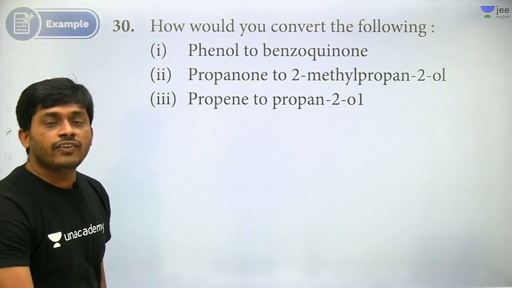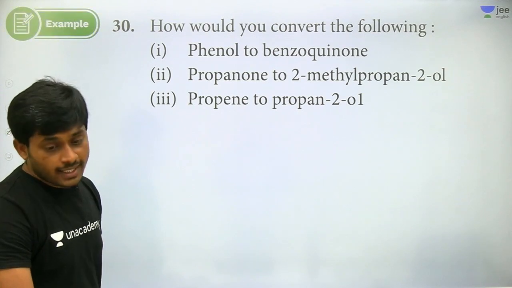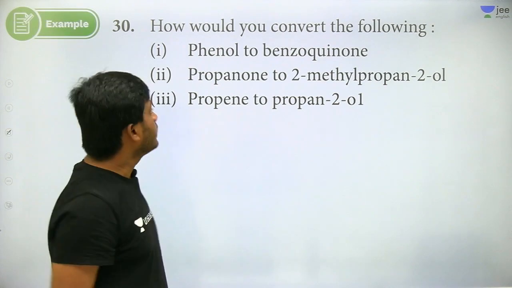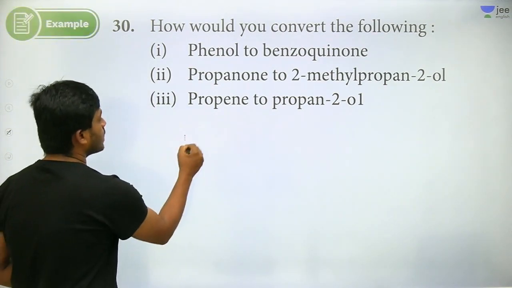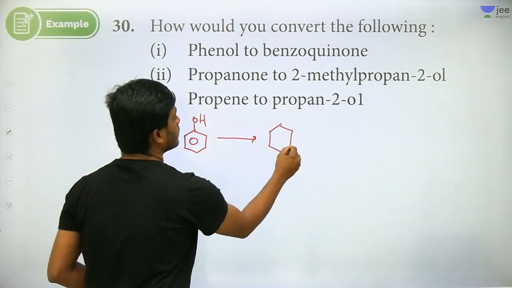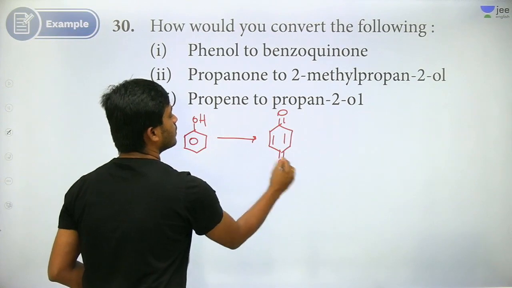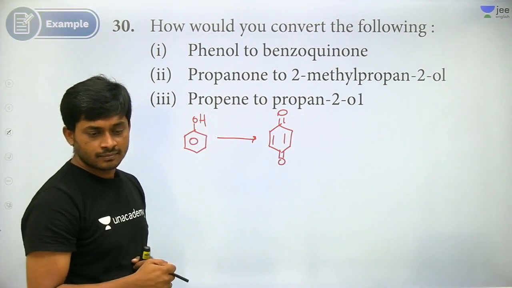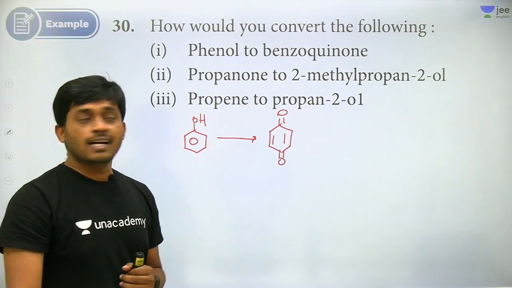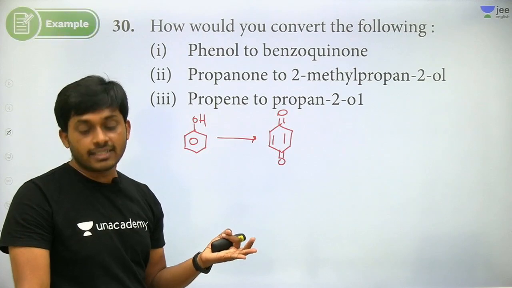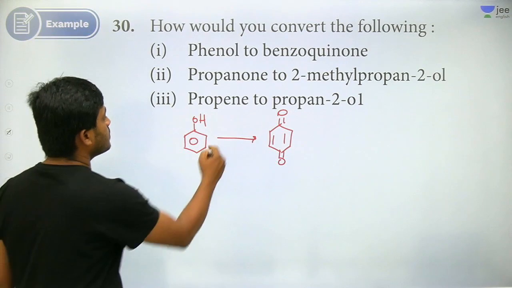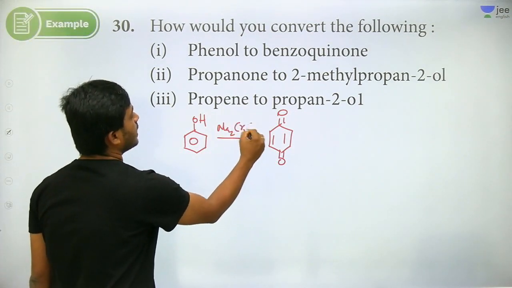This is an organic question. How do we convert phenol to benzoquinone? What is the reagent we use? This is phenol. Benzoquinone is this. So what is the reagent here? Can I have the answers in the comment box? Definitely it is an oxidizing agent. Which oxidizing agent do we use? We use Na2Cr2O7.